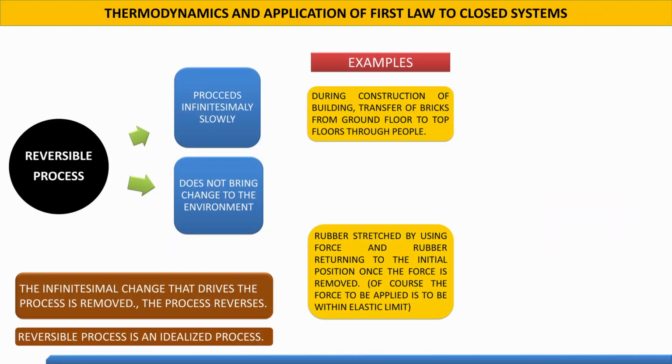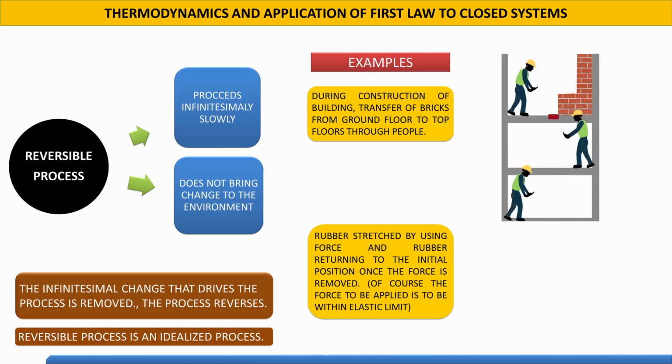The processes can be categorized as reversible process as well as irreversible process. In case of a reversible process, the process proceeds infinitesimally slowly and does not bring any change in the environment. For example, during the construction of a building, the bricks are transferred from one floor to another floor by means of people. This is the best example of a reversible process.